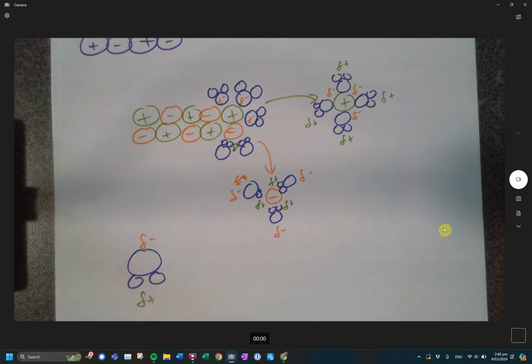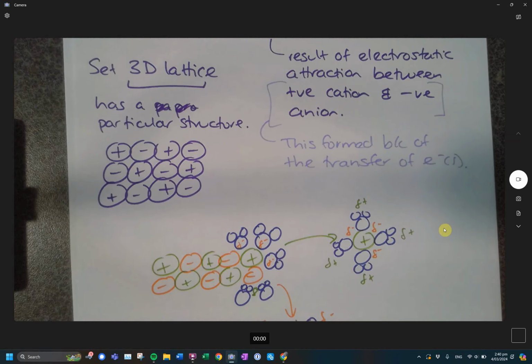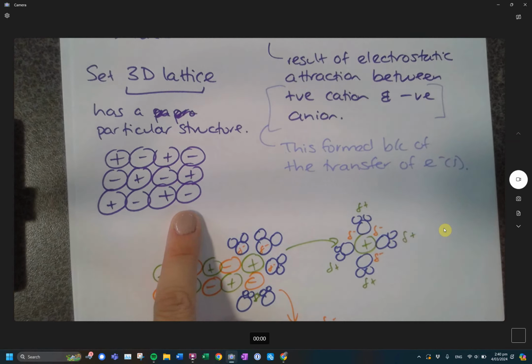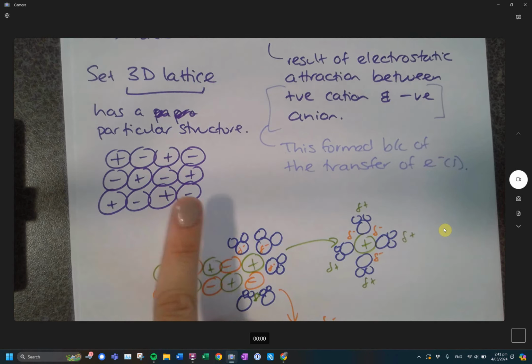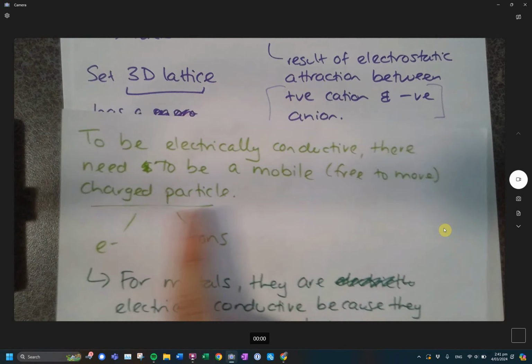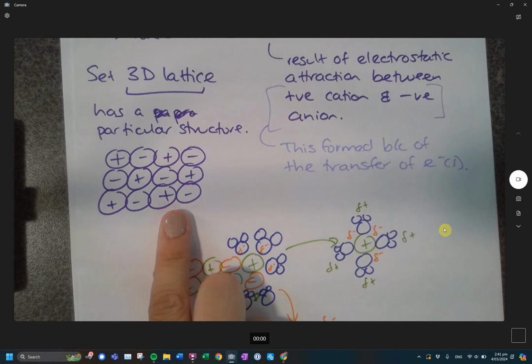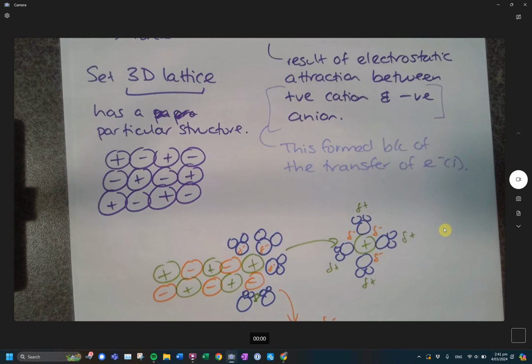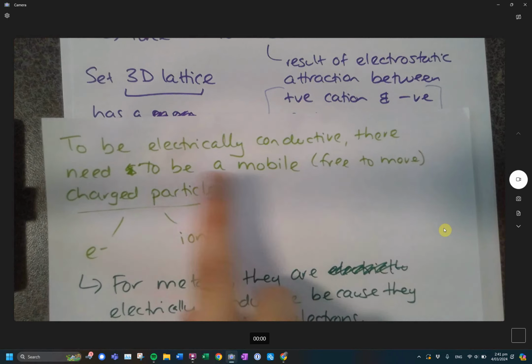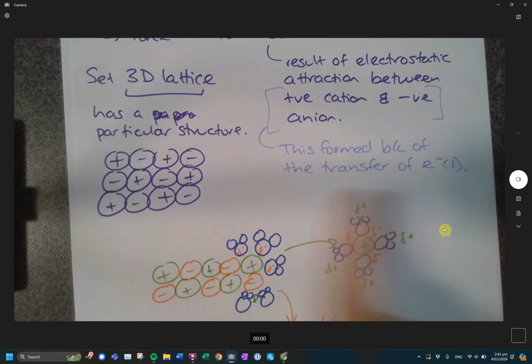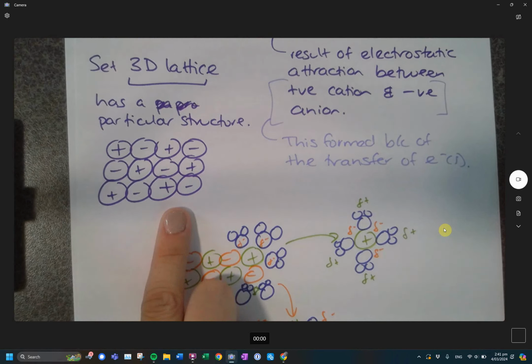So that's why you saw that that wasn't conductive. When you guys did pure salt, was that conductive? Pure salt by itself? No. And that is because, again, looking at that definition, even though this has ions, which fits one of the two criteria, electrons or ions, it was not mobile. It was not free to move. It was set in a 3D lattice.